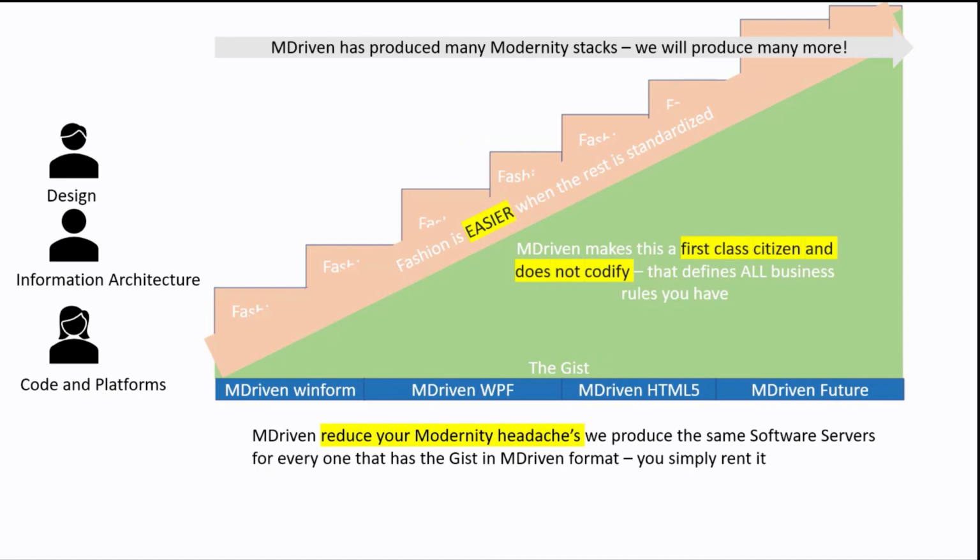So over the years MDriven has produced many modernity stacks, and we will produce many more. Of that we can be pretty sure. So what we do is make fashion easier to apply, and we make all your gist the first class citizen of the system that isn't codified. And what I mean by not codified is that it's really easily accessible. It's more like documentation than code.